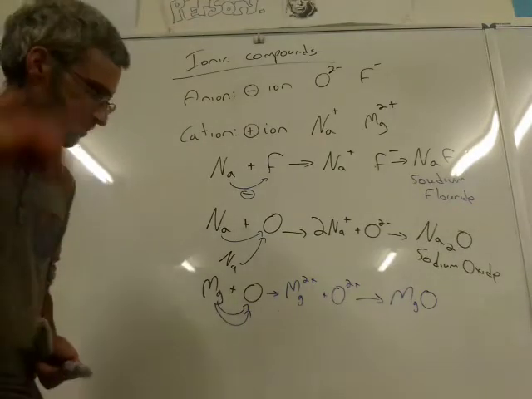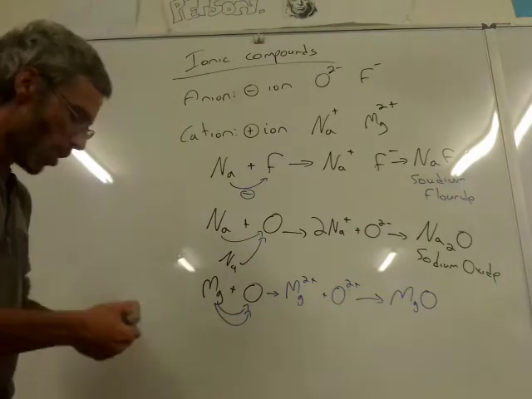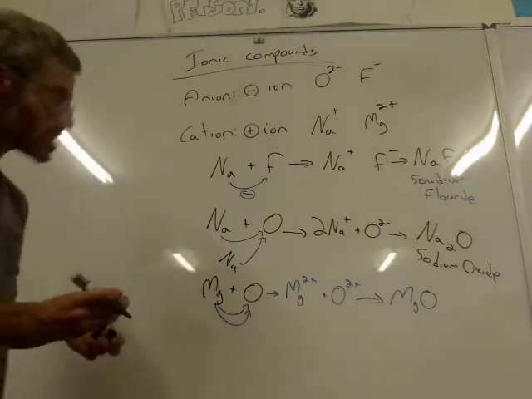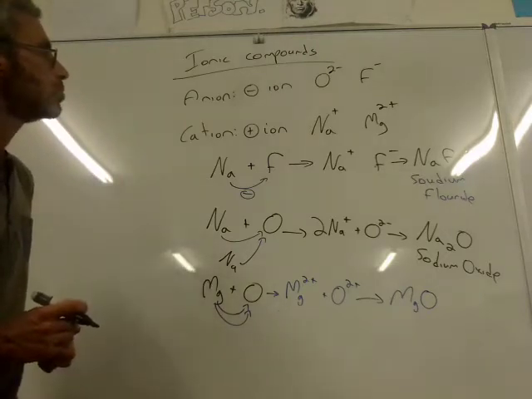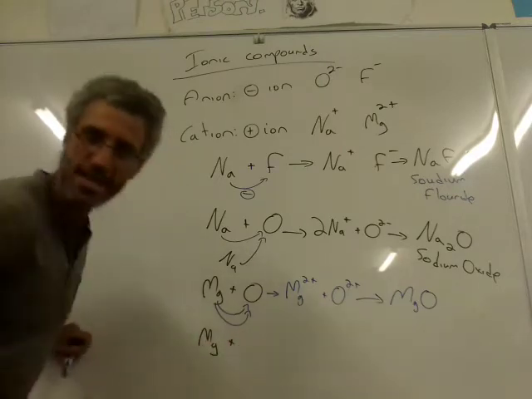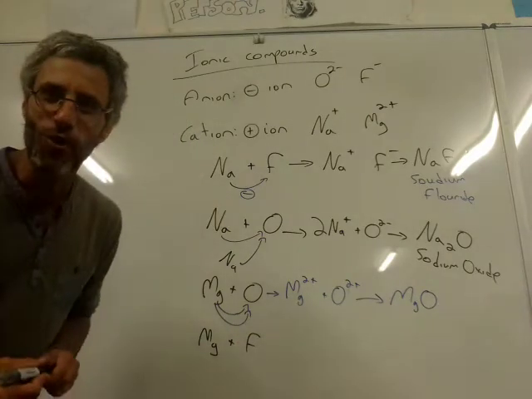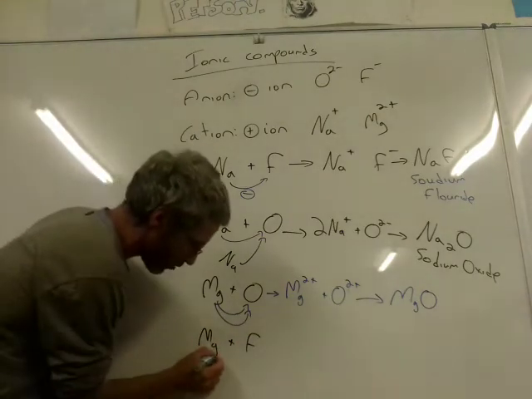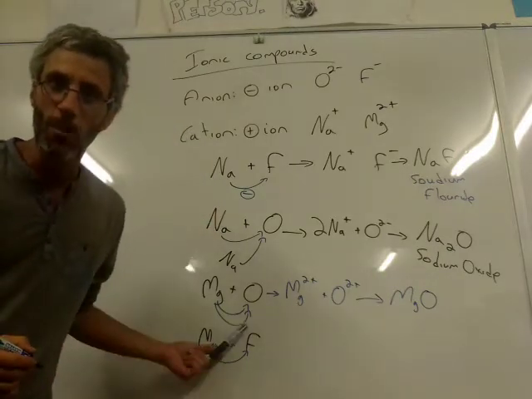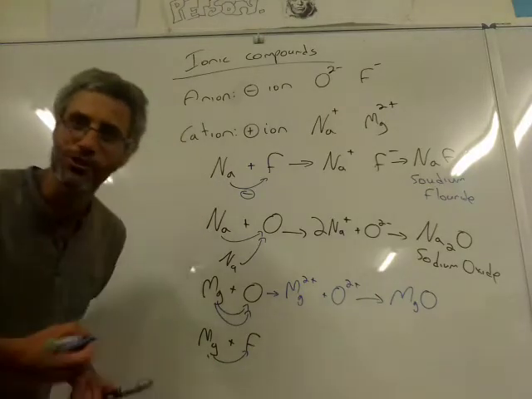I'm just going to show you one last one. Hopefully you have enough space here. What happens if I've got magnesium that meets up with a fluorine? Now magnesium has 2 electrons, right? So you're going to give 1 electron to 1 fluorine. How many does fluorine want? Only 1. But you still have 1 more to give. So what will happen?